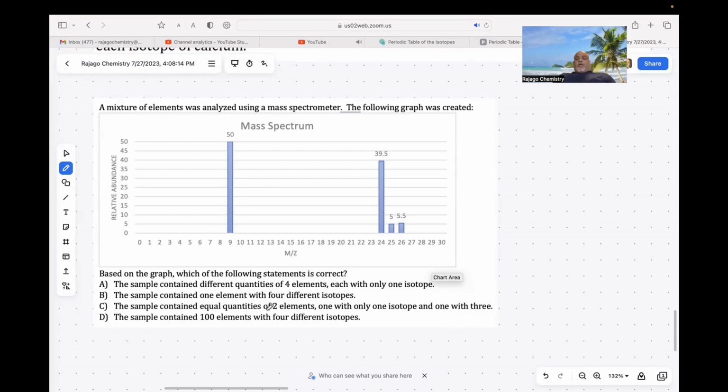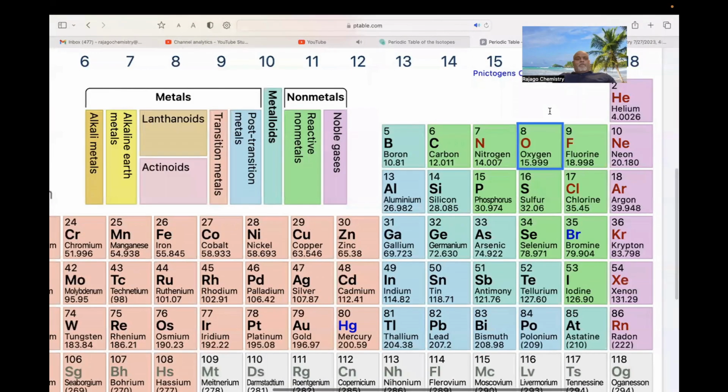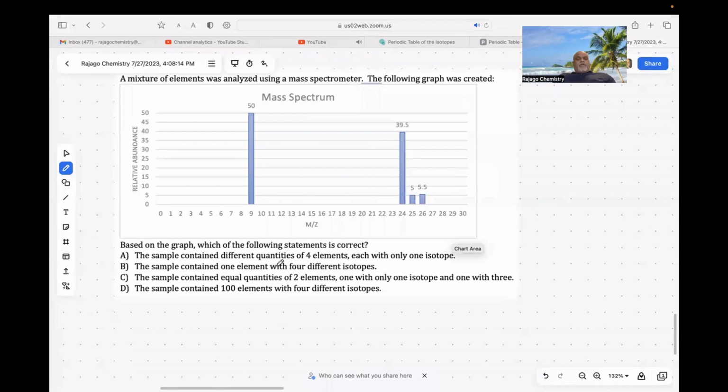The sample contained equal quantities of 2 elements, one with 1 isotope and one with 3 isotopes. The sample contained 100 elements with 4 different isotopes. That is totally wrong, so B and D are totally wrong. A sample contained different quantities of 4 elements, each with only 1 isotope. Does any mass have an isotope with mass 5.5? No. So that cannot be correct, so A is wrong. B is wrong, D is also wrong. The only correct answer here is C.